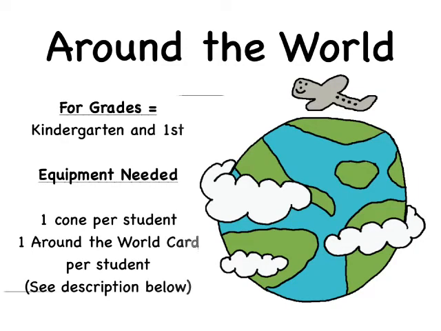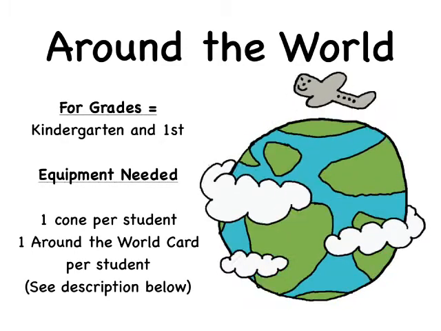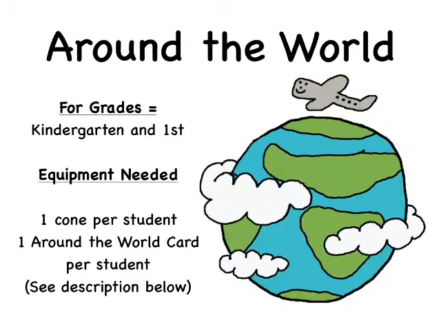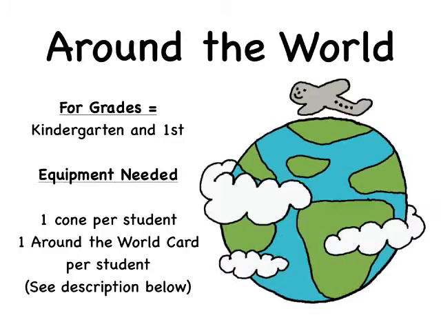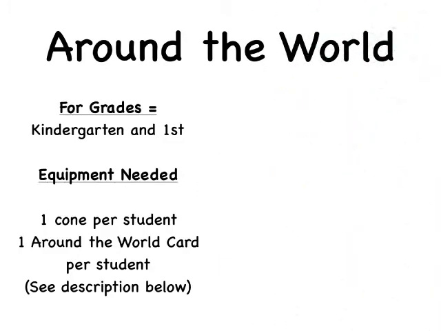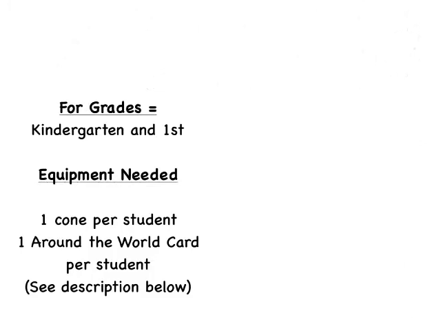Today's game is called Around the World and is for grades kinder and first. The equipment for today's game is one cone for each student and one Around the World card for each student. The Around the World cards will be in the link in the description below if you want to use them.